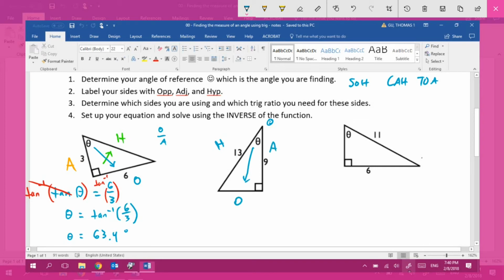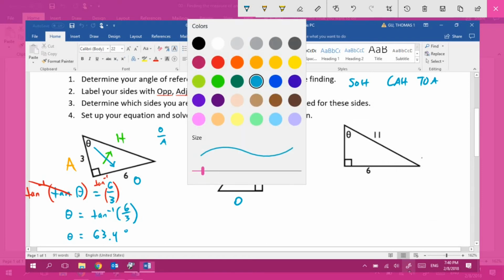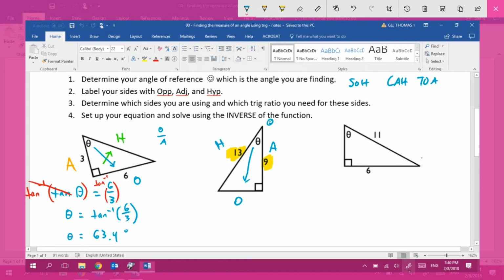Now, which two sides do we know? We know the 13, which is the hypotenuse, and we know the 9, which is the adjacent side. Which one of our trig functions uses the adjacent and the hypotenuse side? That's going to be cosine. So this time we're going to write cosine of theta equals 9 over 13. Now to get our theta alone, we're going to take the inverse of cosine on both sides.